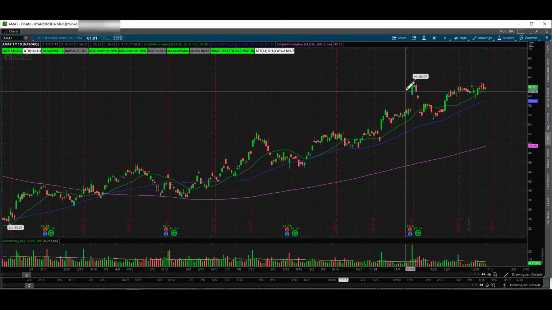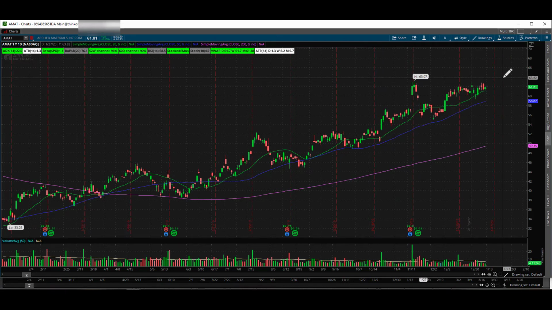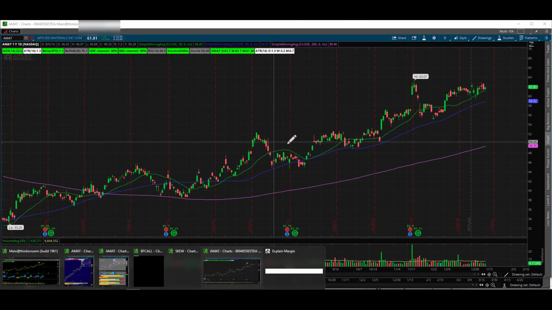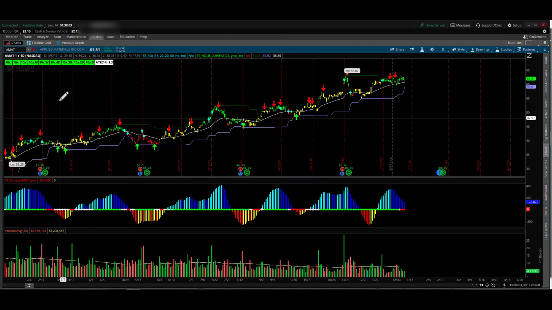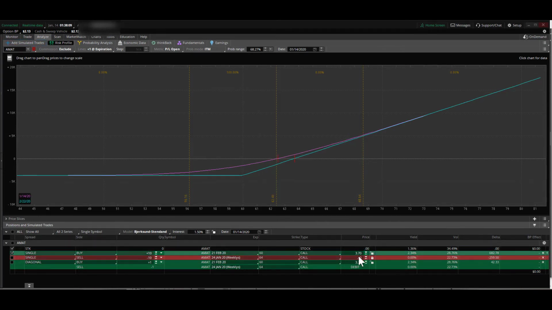Recap. We chose our entry. We have the setup where it's consolidating, where we think it's going to go sideways to up. We sold the 64 option against it, which gave us 40 cents. And then we bought the long one for 370, coming to an average of 325.